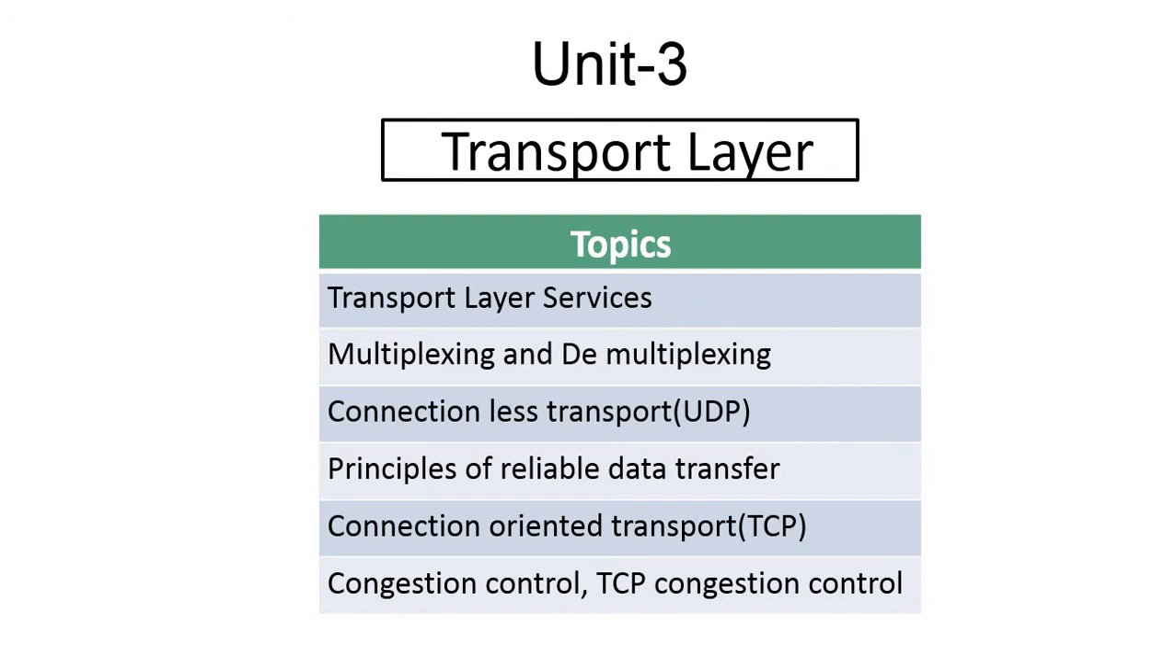We are discussing unit number 3, transport layer. In this unit, till today, we have discussed transport layer services, multiplexing and demultiplexing, connectionless transport UDP, and connection-oriented transport TCP. Today, we are going to discuss principles of reliable data transfer, and then in the next session we will discuss congestion control and TCP congestion control.